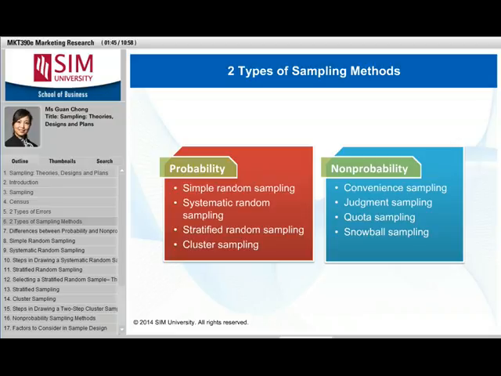Probability sampling is a technique of drawing a sample in which each sampling unit has a non-probability of being included in the sample. There are four major types of probability sampling methods: simple random sampling, systematic random sampling, stratified random sampling, and cluster sampling. Non-probability sampling means the probability of selecting each sample unit is unknown. There are four major types of non-probability sampling, including convenience sampling, judgment sampling, quota sampling, and snowball sampling.